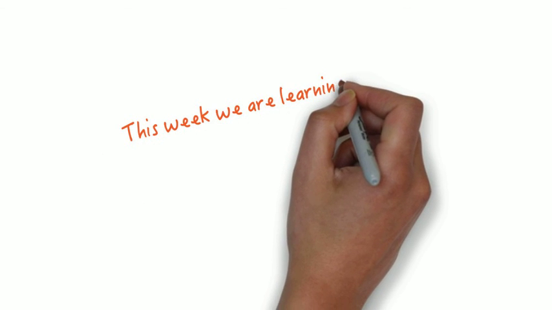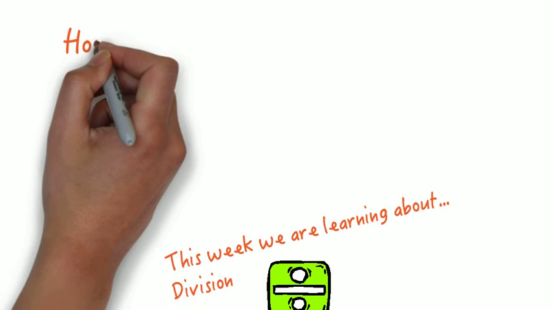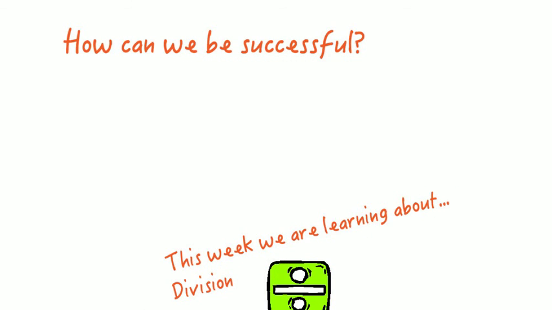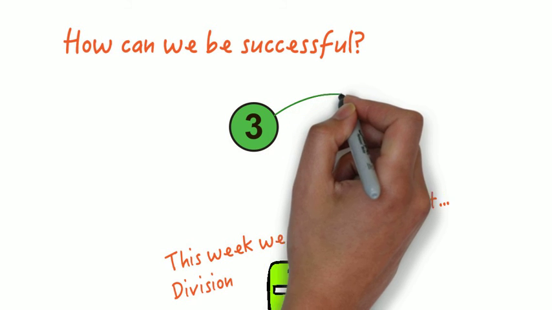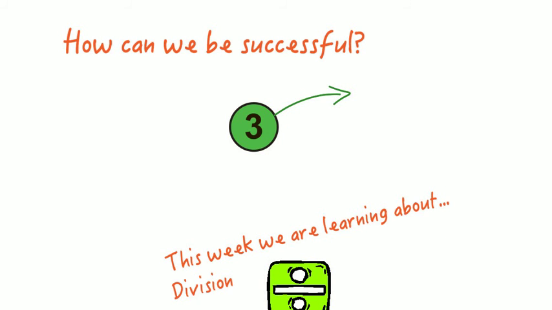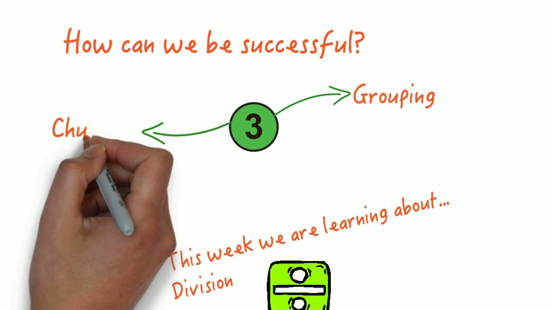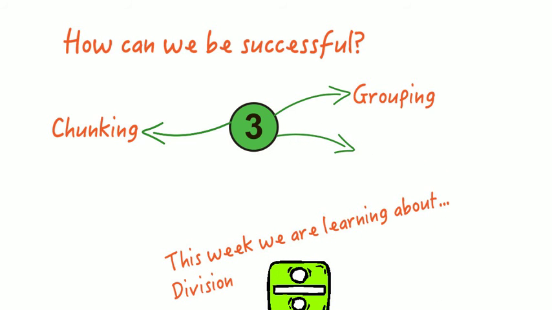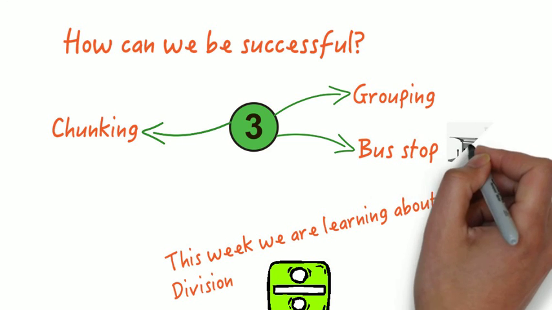This week we're going to be learning about division. So there are three different ways that I'm going to teach you. Way number one is called grouping. Second way is called chunking. And the third way is called the bus stop method, because it looks like a bus stop. It's really important that you understand all three of these and you don't skip any.